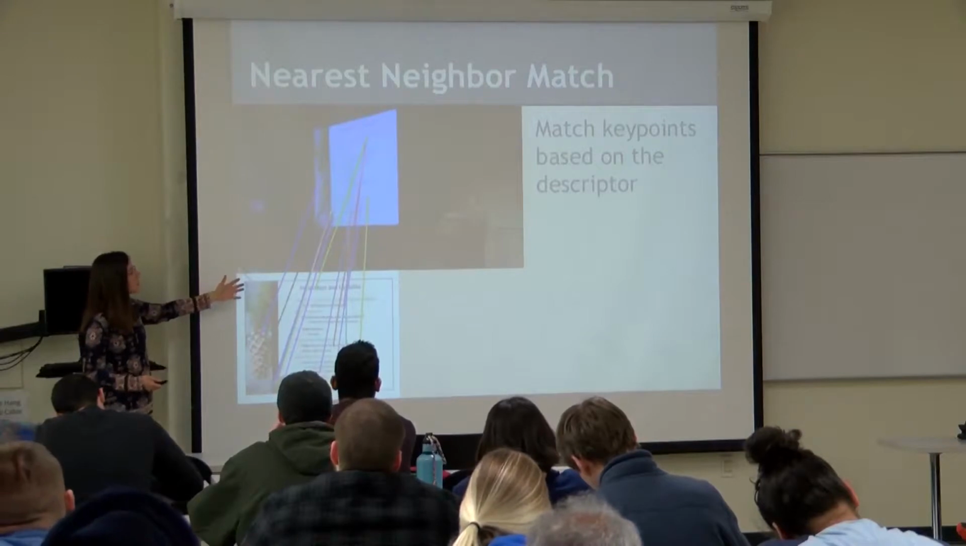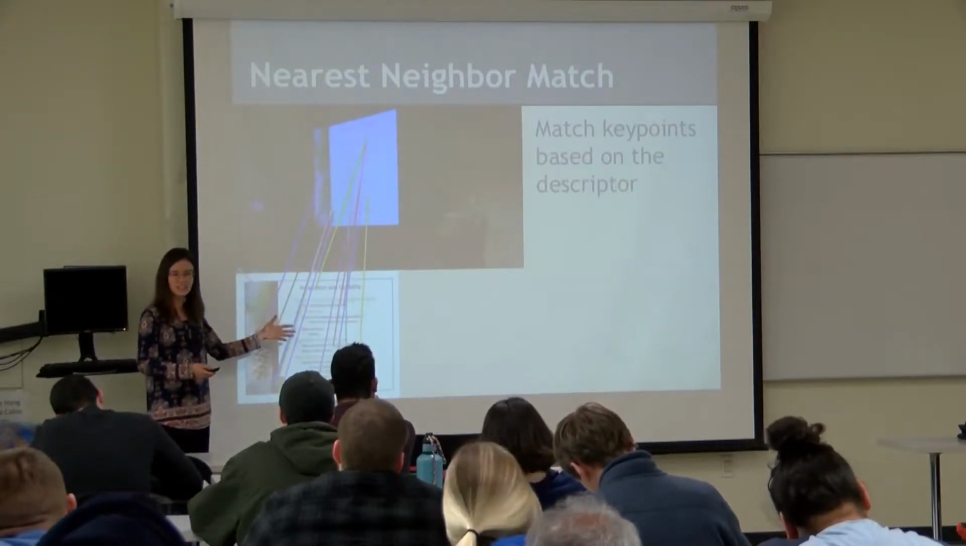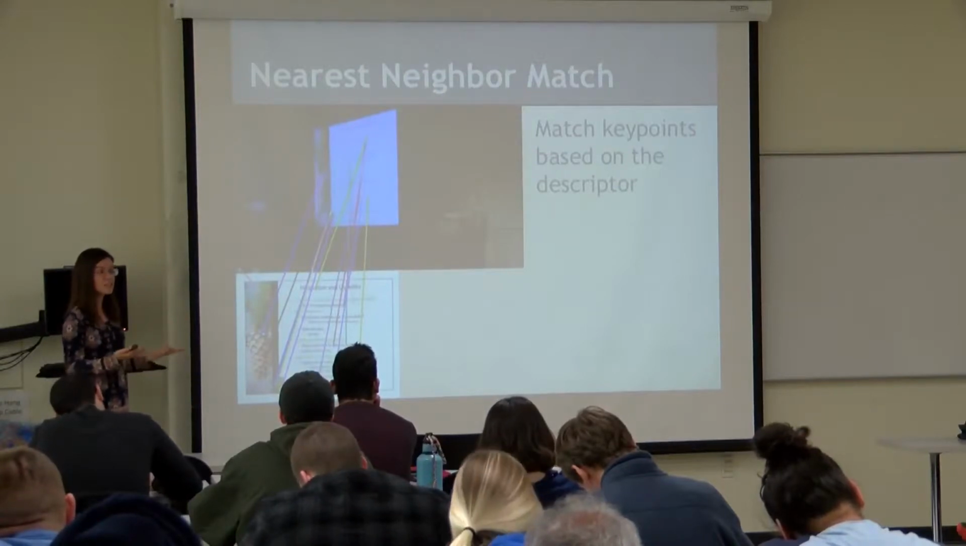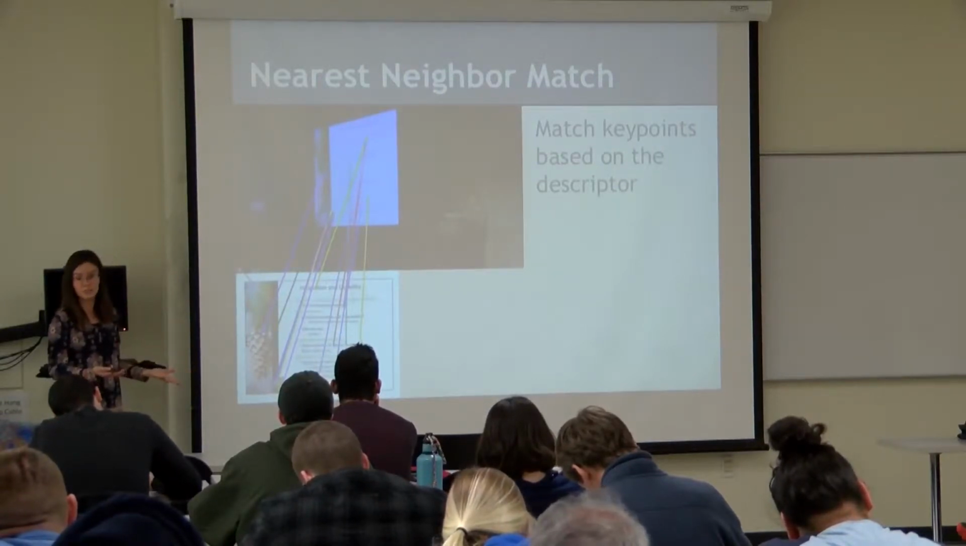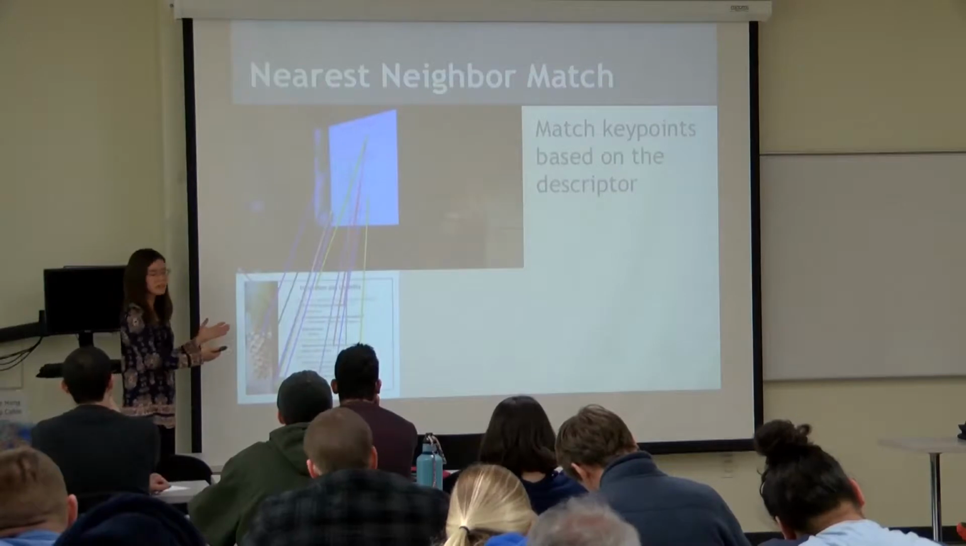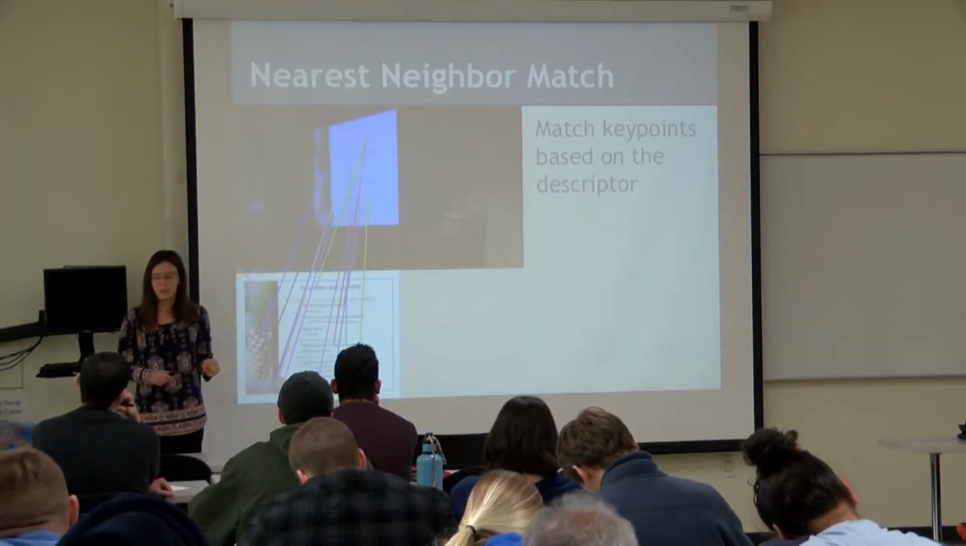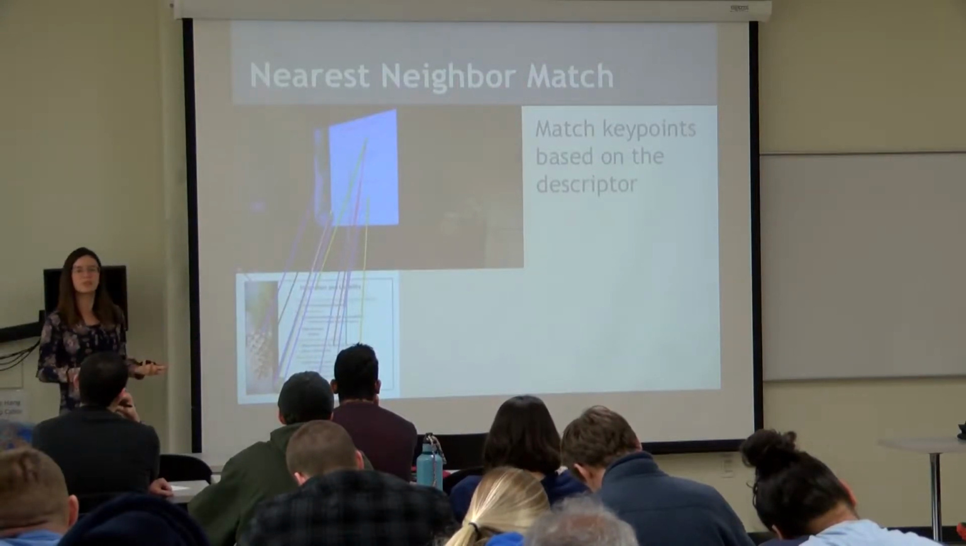And you can see that while a lot of them are correct, you can tell that there are incorrect matches, something that we call outliers. And we want to get rid of these outliers because they're not serving us. They're not the proper match. So how do we do this?